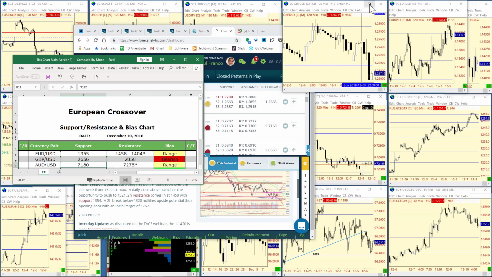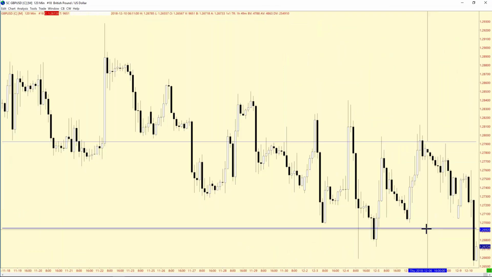And let's see. On the upside, hard to believe, this is still about 50 pips away. So it'll be right there, 27.26.